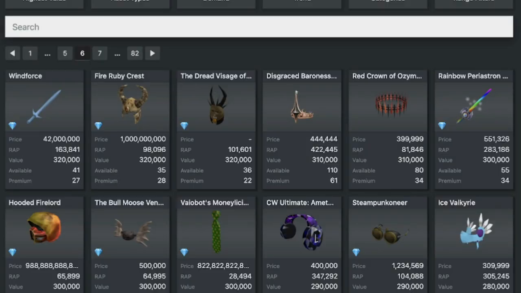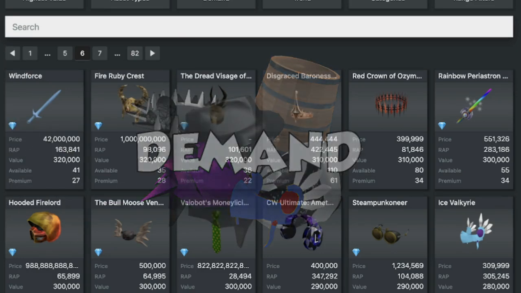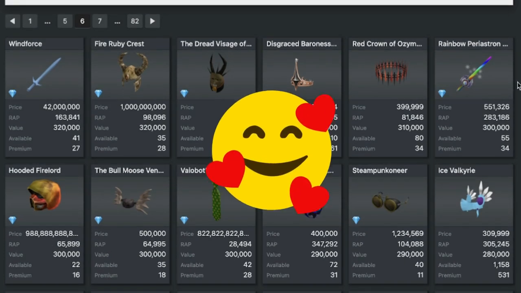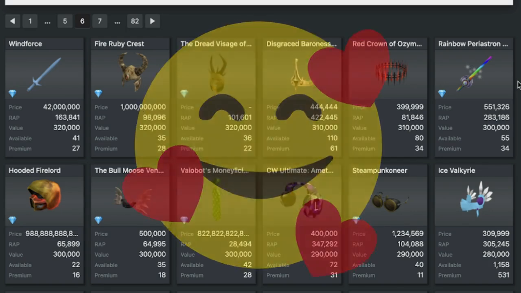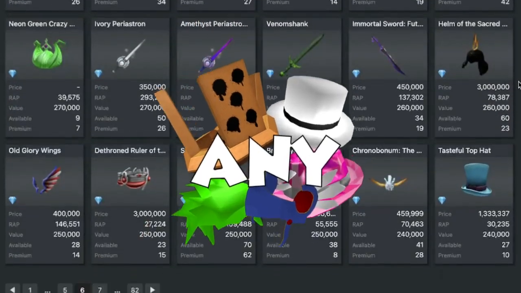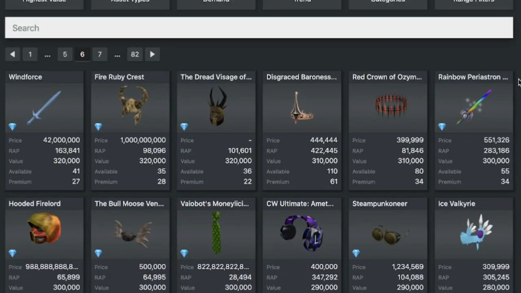Alright guys, so let's first talk about demand. Demand is a very simple concept. It is not hard to understand, and let me just give you my own definition of demand. Demand is the favorability or likeness of a Roblox Limited. That can be displayed with any Roblox Limited. It's very easy to tell whether or not an item is liked or disliked, or not traded very well or whatnot.